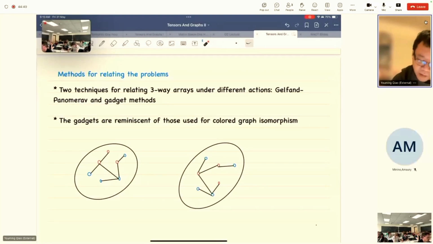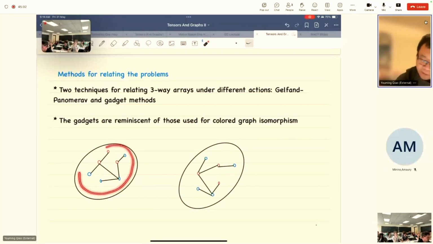So these gadgets are reminiscent of those used for the so-called colored graph isomorphism. So this is where I want to demonstrate to you that some ideas from graph isomorphism may be useful, even posteriorly, but will be useful to understand tensors. Okay, so what is colored graph isomorphism?